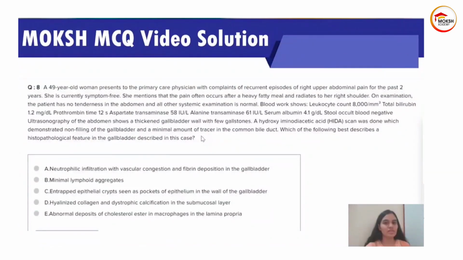Which of the following best describes a histopathological feature in the gallbladder described in this case? A. Neutrophilic infiltration with vascular congestion and fibrin deposition in the gallbladder. B. Minimal lymphoid aggregates. C. Entrapped epithelial crypts seen as pockets of epithelium in the wall of gallbladder. D. Hyalinized collagen and dystrophic calcification in the submucosal layer. E. Abnormal deposits of cholesterol ester in macrophages in the lamina propria.